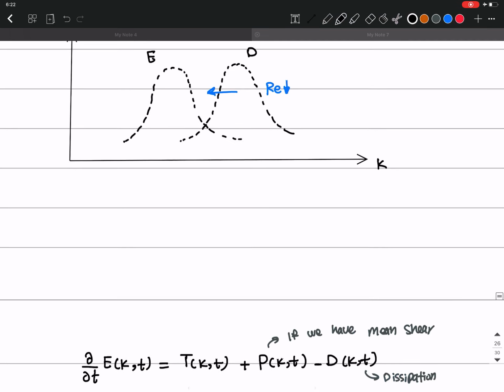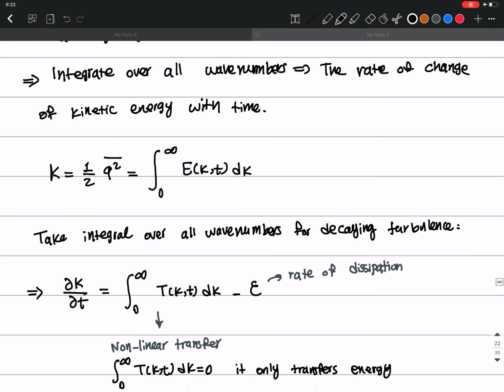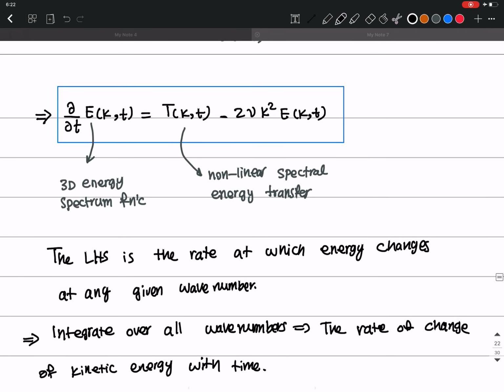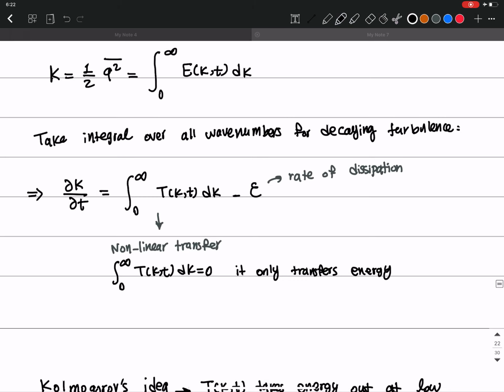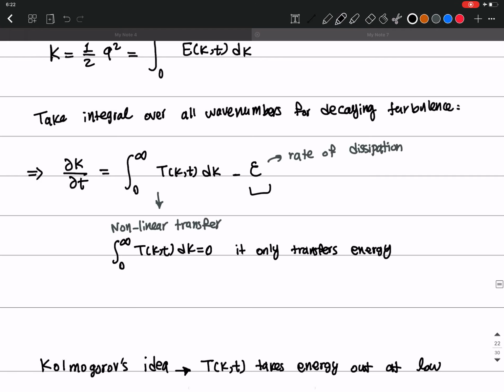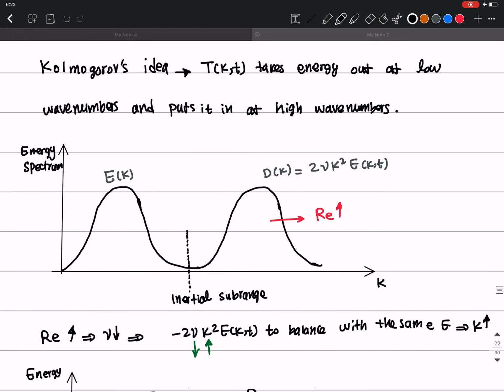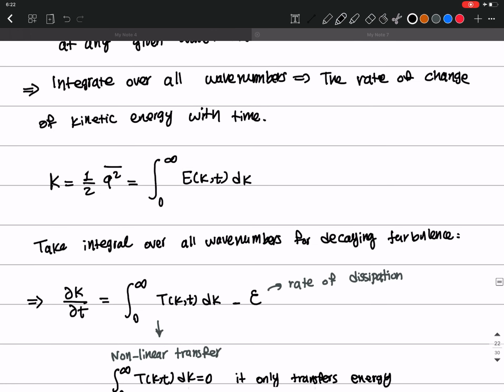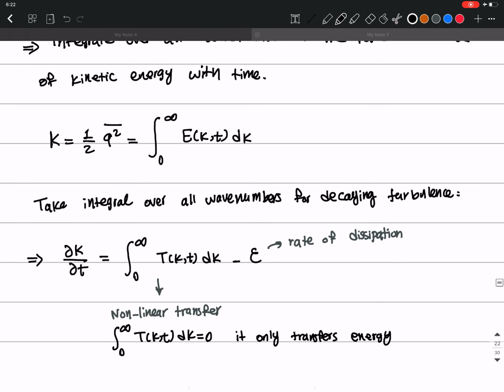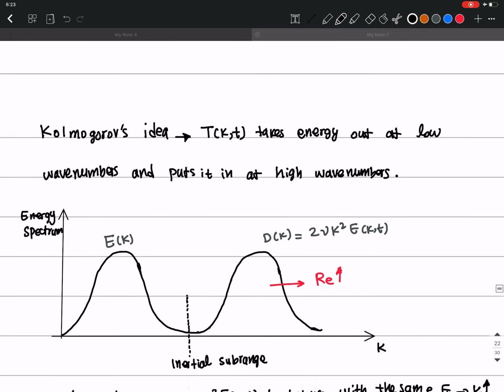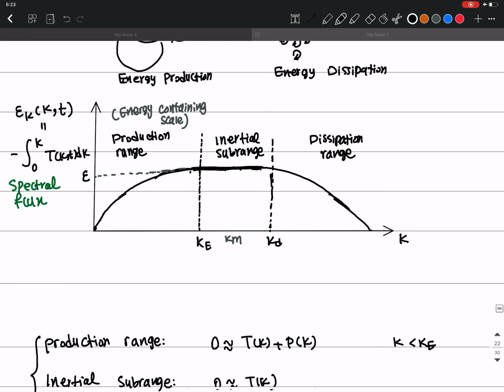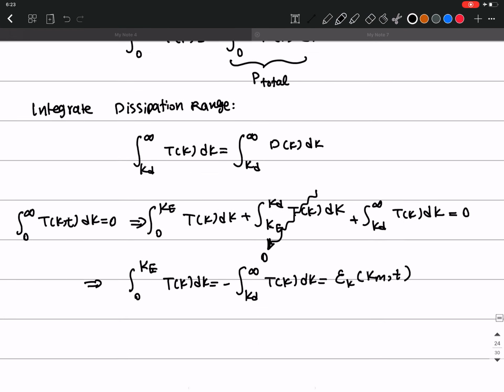Okay, so now that we know this, this is the rate of dissipation here. You see it here, right? So in this range, based on this equation, this can be the spectral flux, and based on this equation, we don't have that much tendency. If we don't have that much tendency, then epsilon here is going to be just equal to that spectral flux there. Okay?